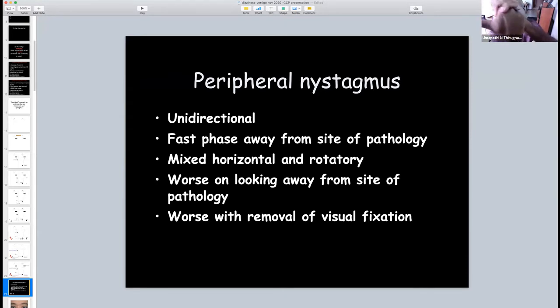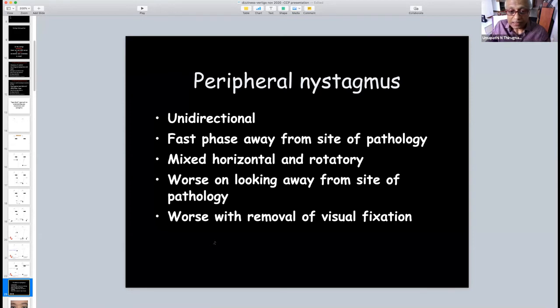Okay, so predominantly horizontal with a component of rotation. So therefore, you get a mixed horizontal rotatory. The nystagmus is often worse on looking away from the side of pathology. This is known as Alexander's law, which I'm not going to go through today. And the last one is important.